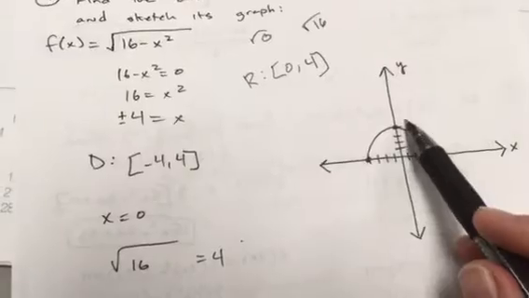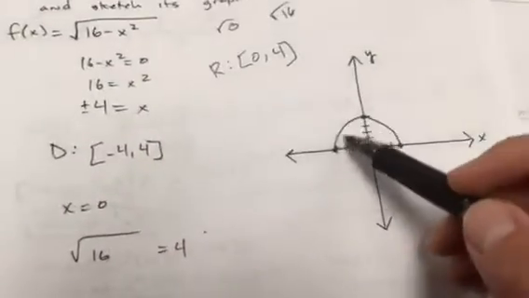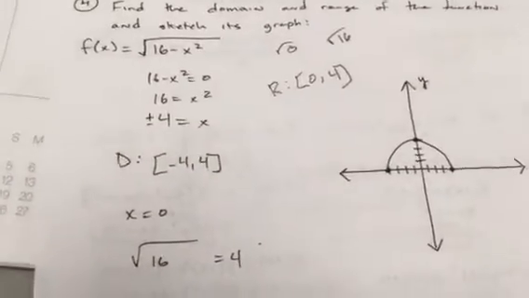Plug 0 in for x. You're looking for perfect squares. When you let x be 0, you get square root of 16. Guys, this makes a curve. It's half of a circle with a radius of 4.